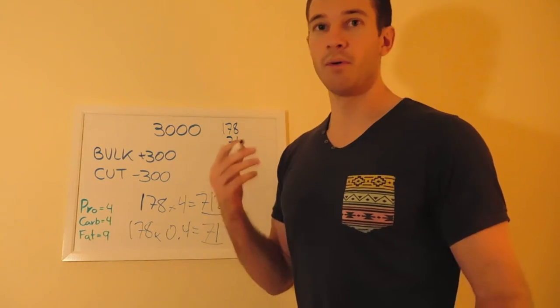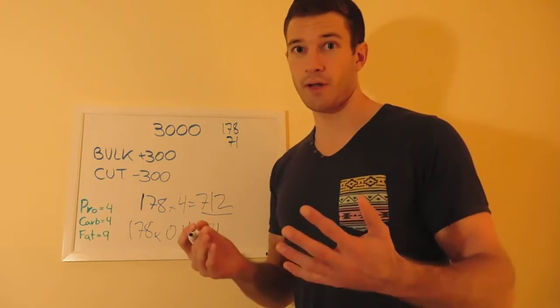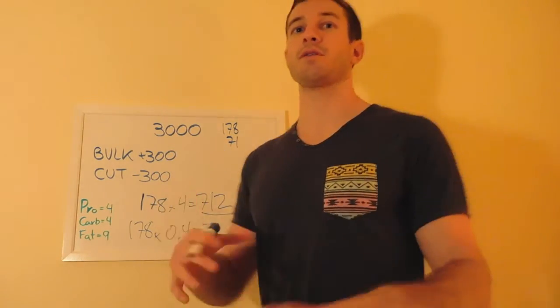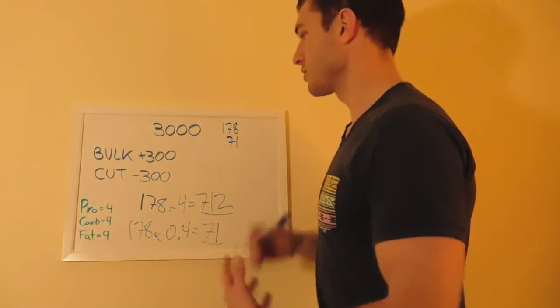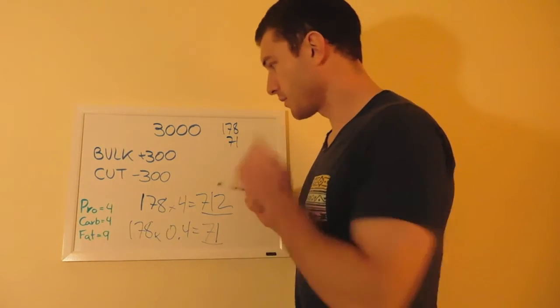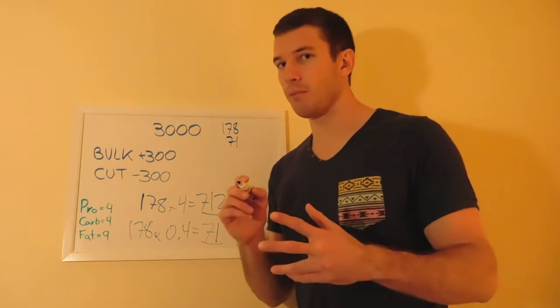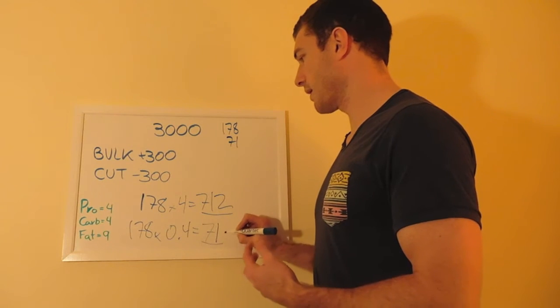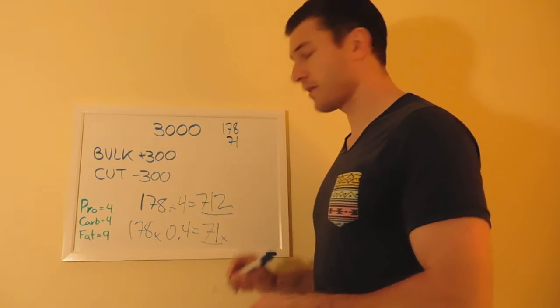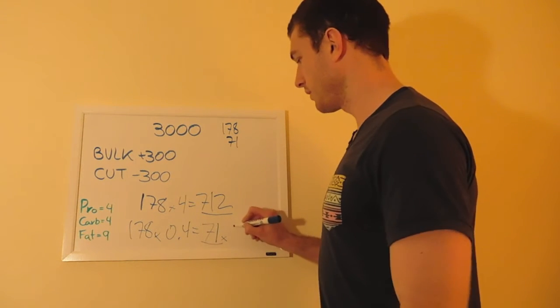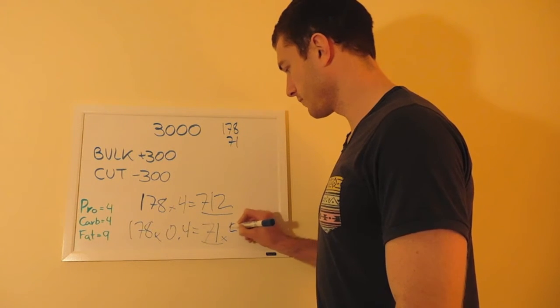Now what we need to do is calculate the last macronutrient, which is carbohydrate. The way we do this, and I know it kind of gets complicated, is we need to multiply the grams of fat that we came up with, 71, by 9.